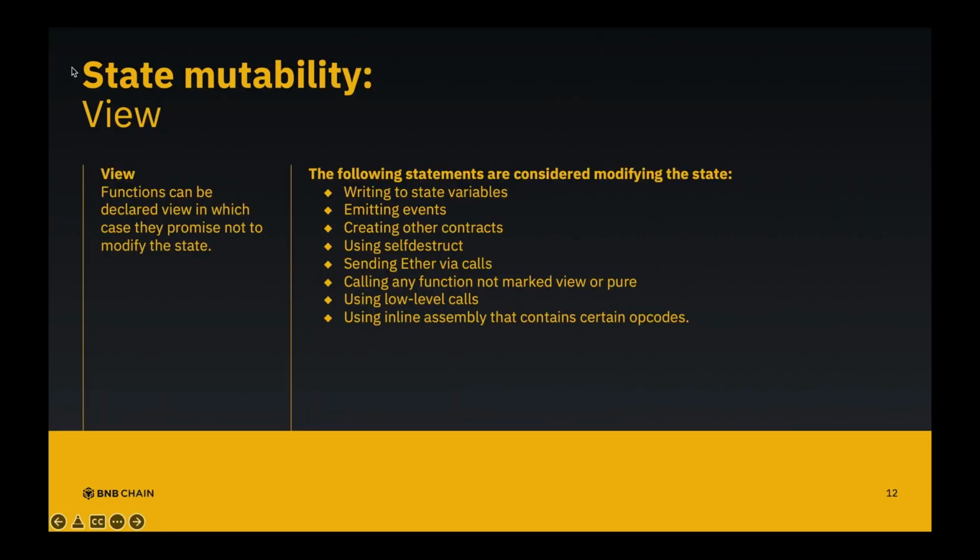Next mutability we'll talk about is called view. View means that this function is only going to read, but not write or modify the state of this contract. Modifying the state means the following: writing to state variables, emitting events, creating other contracts, using self-destruct, sending ether via calls, calling any function not marked view or pure, using low-level calls, or using certain assembly. If none of this happens, then this function is not changing the state of the contract, and it can be declared view.